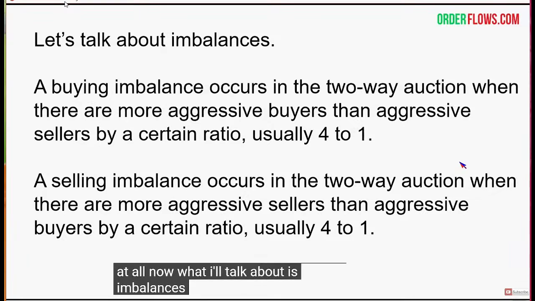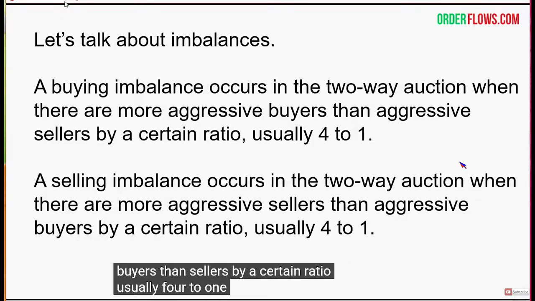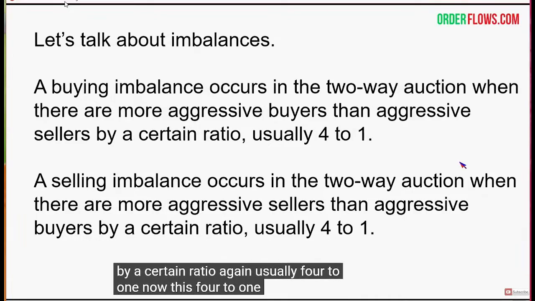Now, what I talk about is imbalances, okay? And a buying imbalance, like I said earlier, occurs when in the two-way auction there are more aggressive buyers than aggressive sellers by a certain ratio, usually 4 to 1. A selling imbalance is the opposite. It's still a two-way auction, but when you have more aggressive sellers than aggressive buyers by a certain ratio, again, usually 4 to 1. Now, this 4 to 1 is not set in stone.